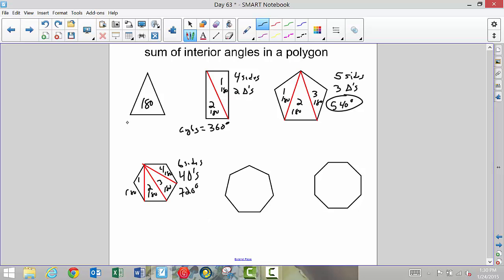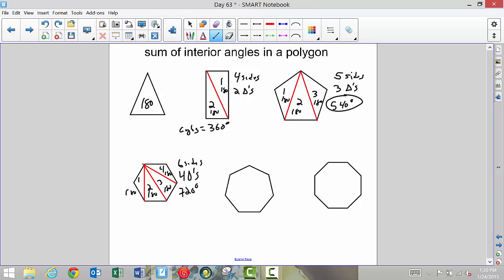So we know that in a triangle it is 180. We know that in a quadrilateral it is 360 degrees for all interior angles. For a pentagon, 5 sides, all angles on the inside have to equal 540. Hexagon, all inside angles have to equal 720.